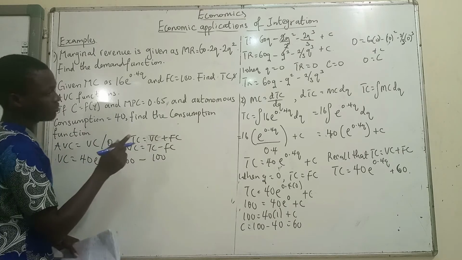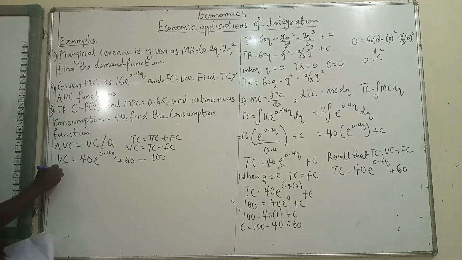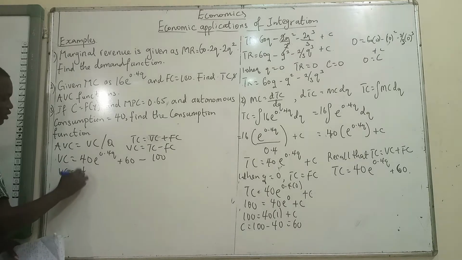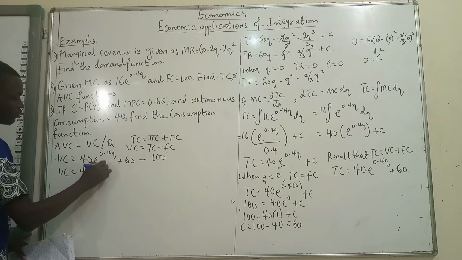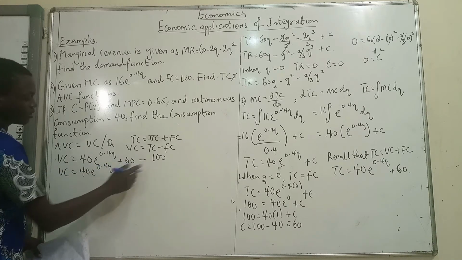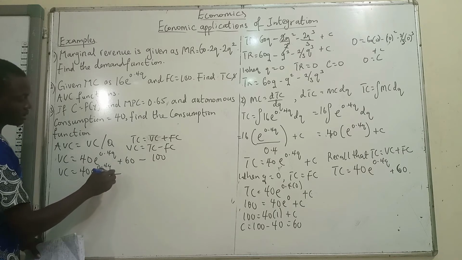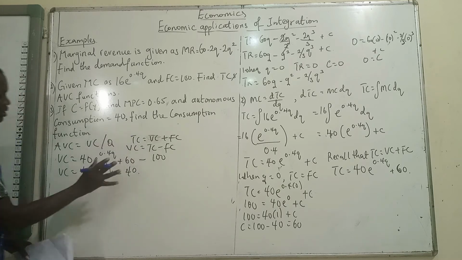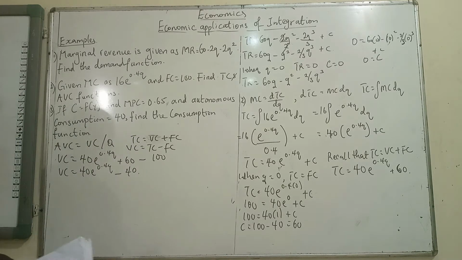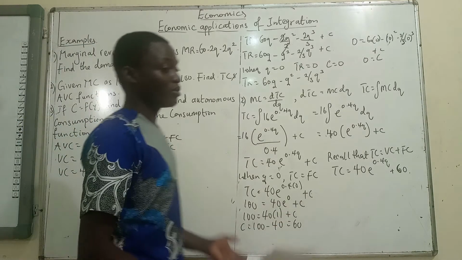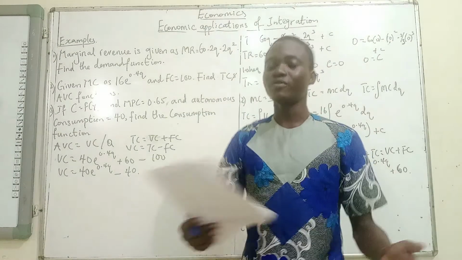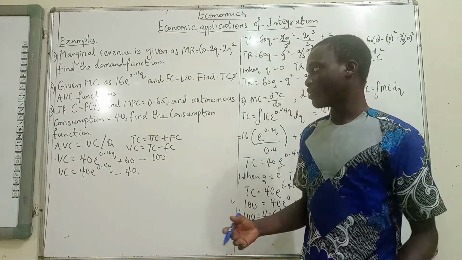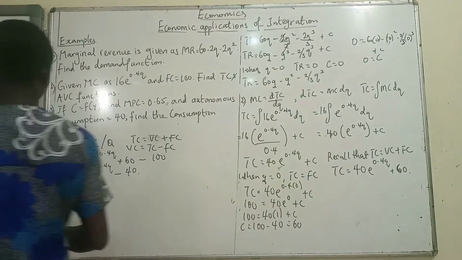I like this question, it's a very interesting question. So VC is equal to 40e raised to 0.4Q plus 60 minus 100, which gives us minus 40. Good. So this is going to be the variable cost function. Then you could actually look for the average variable cost function, average fixed cost function, and whatever. Now the third question says, I think we are done with that.